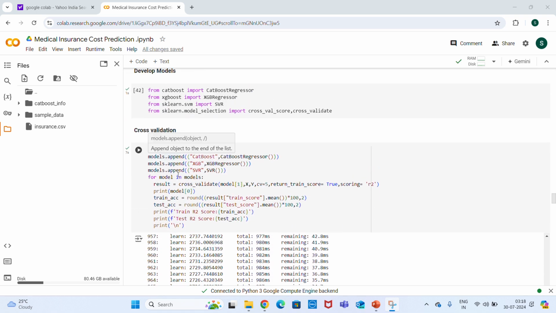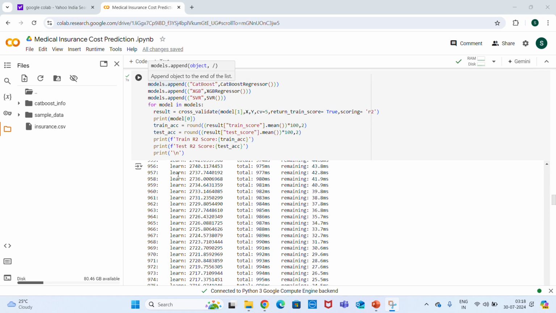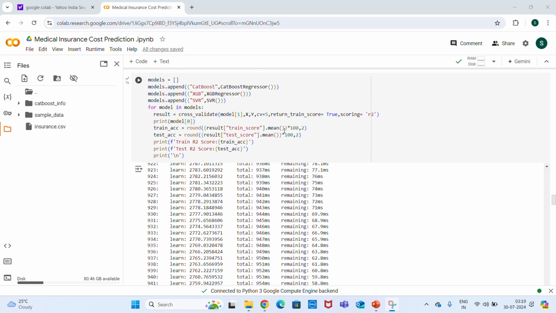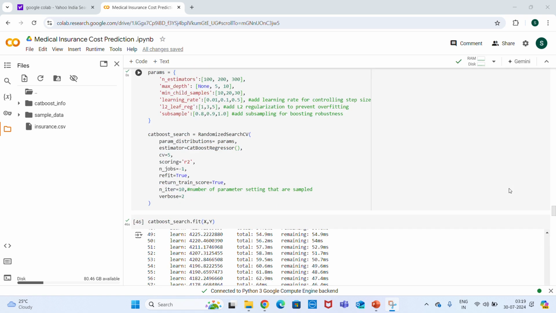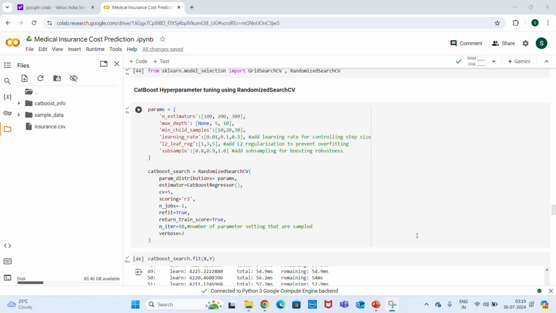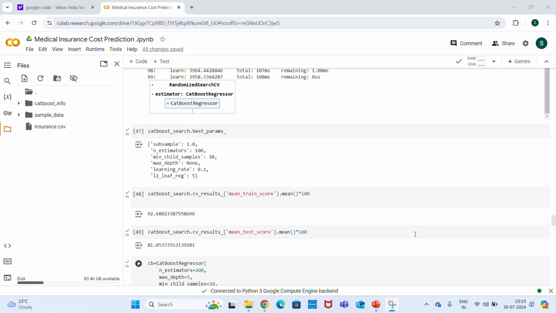So here is the cross validation. Cross validation is performed to assess the performance of the models. So next, model hyperparameter tuning. Hyperparameters for CatBoost, XGBoost, and SVR are tuned using RandomizedSearchCV. Next one is model training. The best parameters found from the tuning process are used to train the models. The models' performance is evaluated using R-squared scores for both the training and testing data.